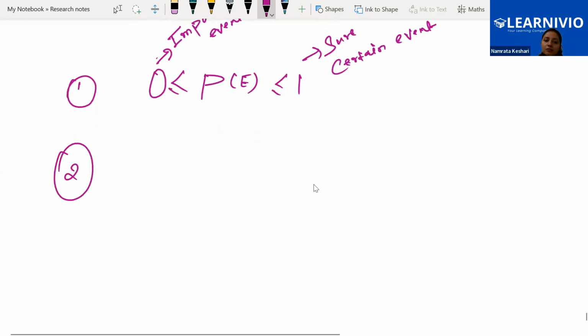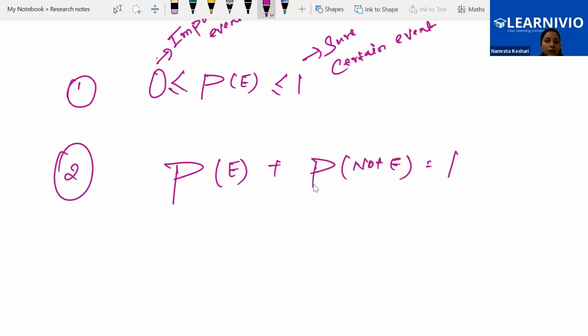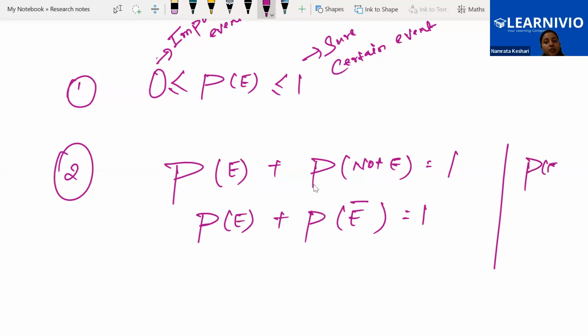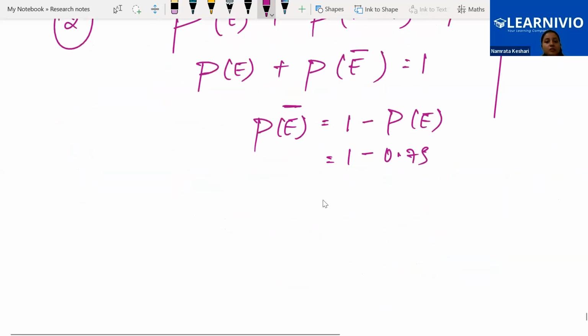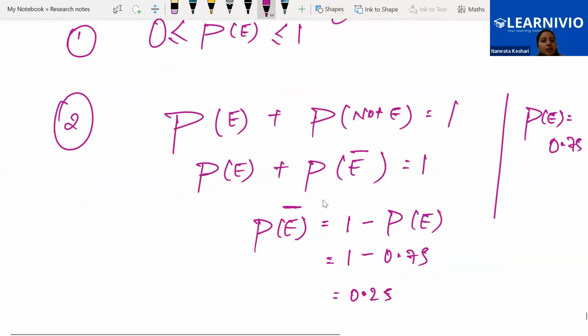Now the complementary we have understood. Probability of event E plus probability of not E will always be 1. Sometimes we have to use this formula to calculate the probability. We don't have to go for favorable outcome or total outcome. This formula will be enough. We also write it as probability of E plus probability of E bar equals 1. So if probability of E is given as, let's say, 0.75, then easily probability of E bar we can find by taking 1 minus probability of E. That is 1 minus 0.75, that is 0.25. And these two are called complementary events, just the reverse of each other. That also we have seen with the help of an example.